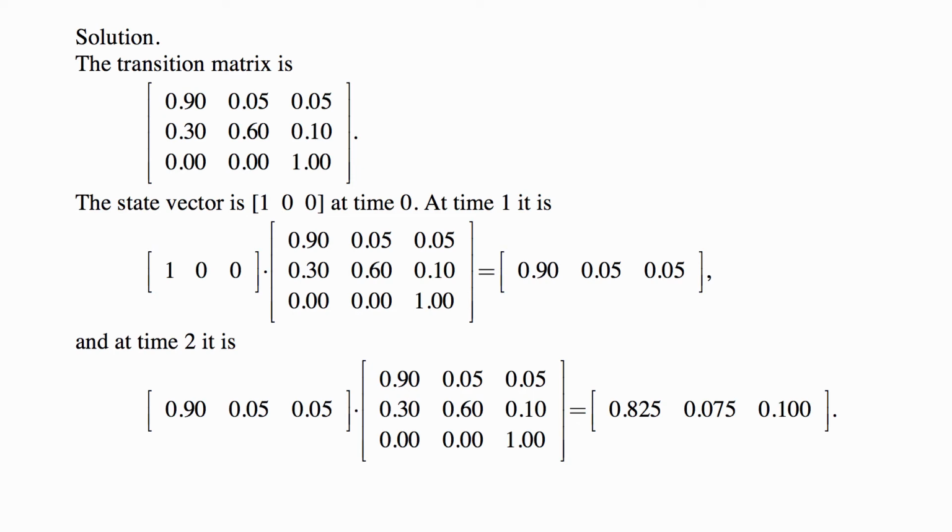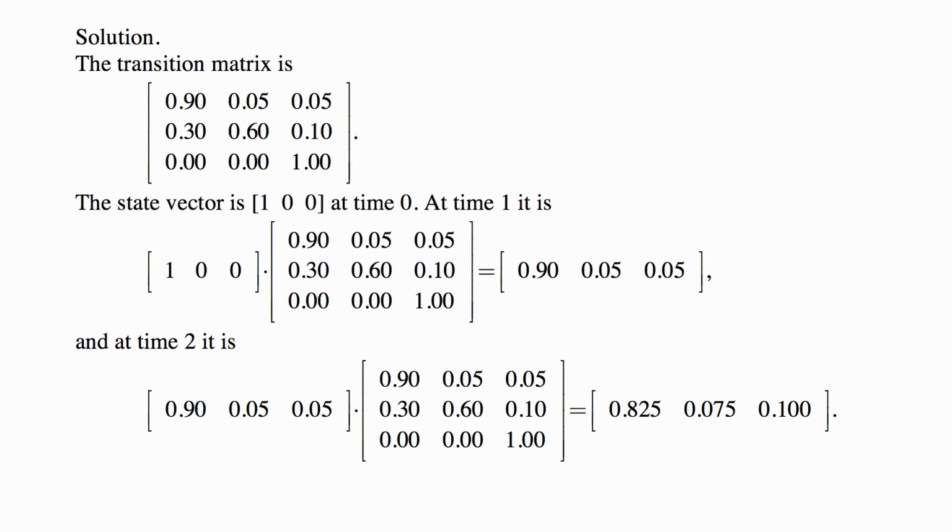Then at time 2, there's another transition, and we multiply that state vector by the transition matrix. And we get the probabilities of being in the 3 states at time 2. So again, we multiply the row vector times the first column. 0.9 times 0.9 is 0.81. 0.05 times 0.3 is 0.015. So we add the 2 and we get 0.825. And then the row vector times the second column gives us 0.075. So 0.90 times 0.05 plus 0.05 times 0.60 plus 0.05 times 0.